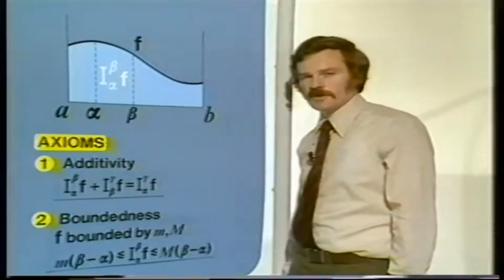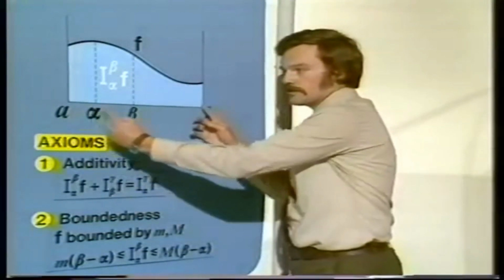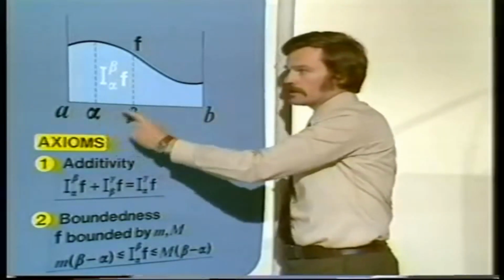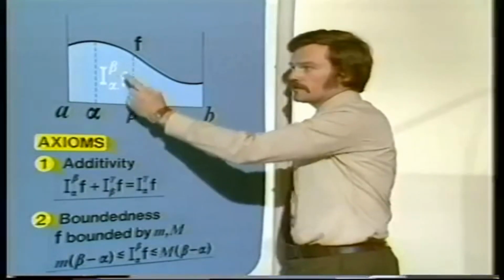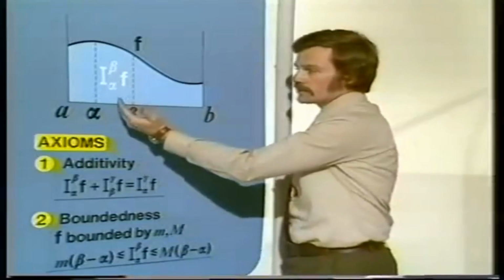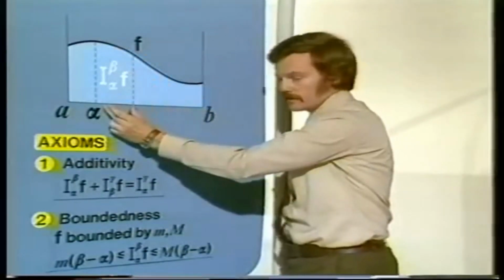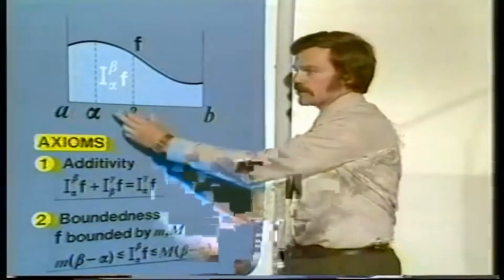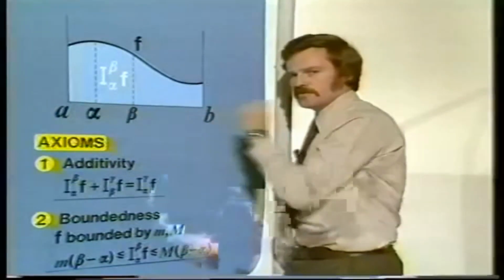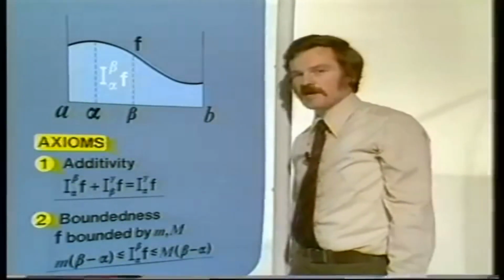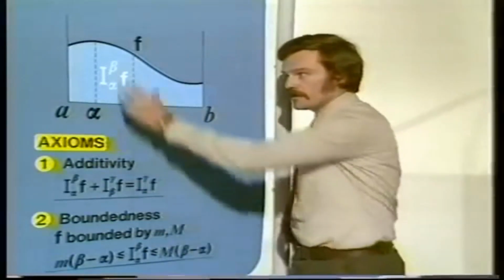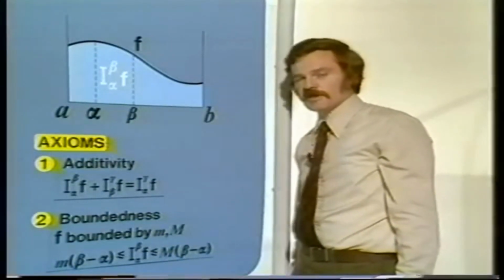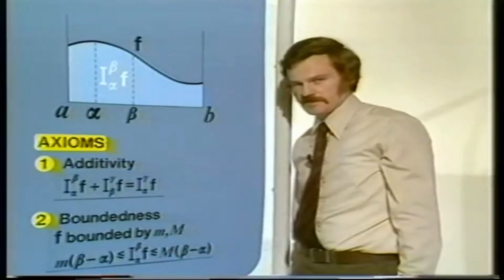An integral function for f on AB is a function defined on all subintervals of AB. It assigns to the subinterval alpha beta a real number which we denote like this, I from alpha to beta of f. And this real number is meant to capture the idea of the area of this strip. So when we come to choose our axioms now, it's helpful to keep this picture of the area in mind. But remember that we're going to define the integral function abstractly from two axioms. We're not going to define it specifically as this area. The two axioms that we choose are called the additivity axiom and the boundedness axiom.